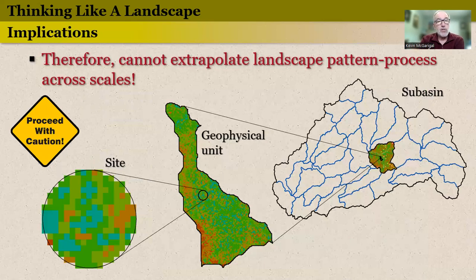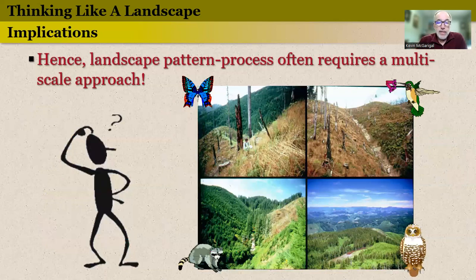Therefore, we cannot extrapolate landscape pattern process across scales. What we observe and measure, for example, at the local scale or the site level in this example, is going to be very different than what we measure and realize at a coarser scale, in this case, the geophysical unit scale. And that, of course, would vary with the next scale, in this case, the subbasin scale. At each of these scales, what we measure or observe in the pattern process relationship will vary quantitatively and qualitatively. Hence, a landscape pattern process often requires a multi-scale approach.